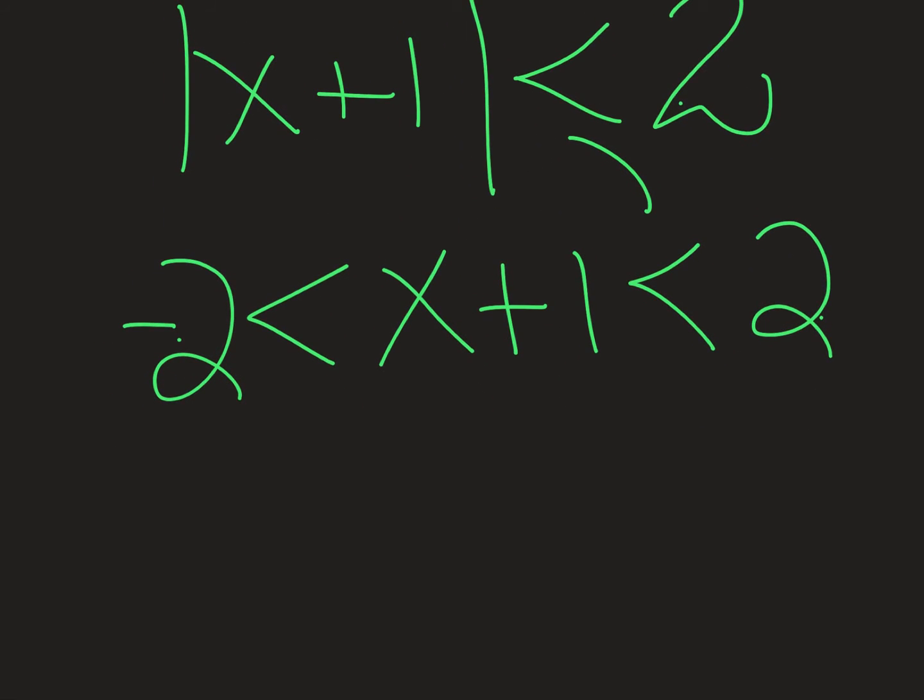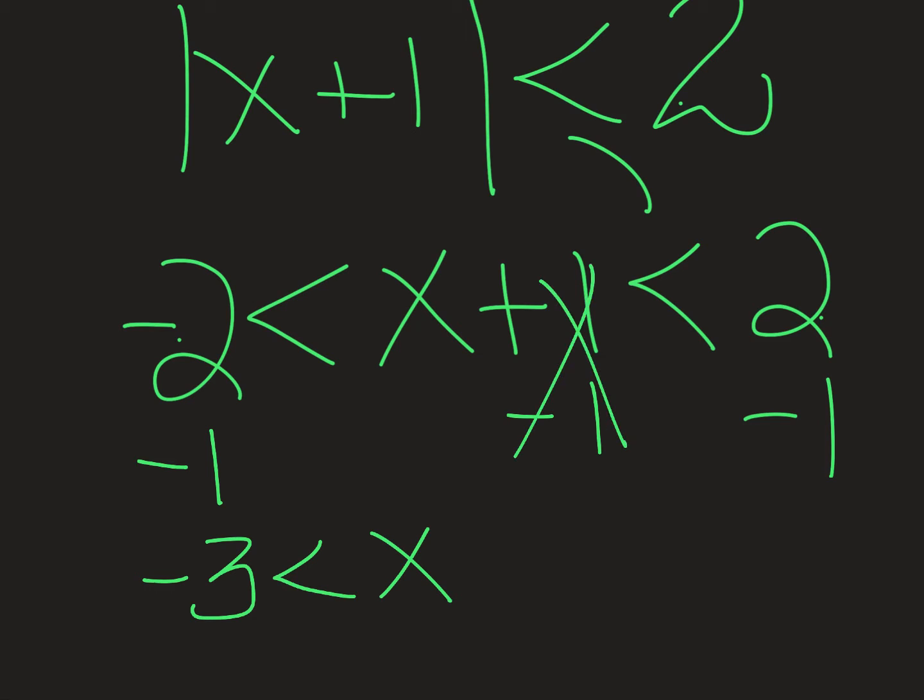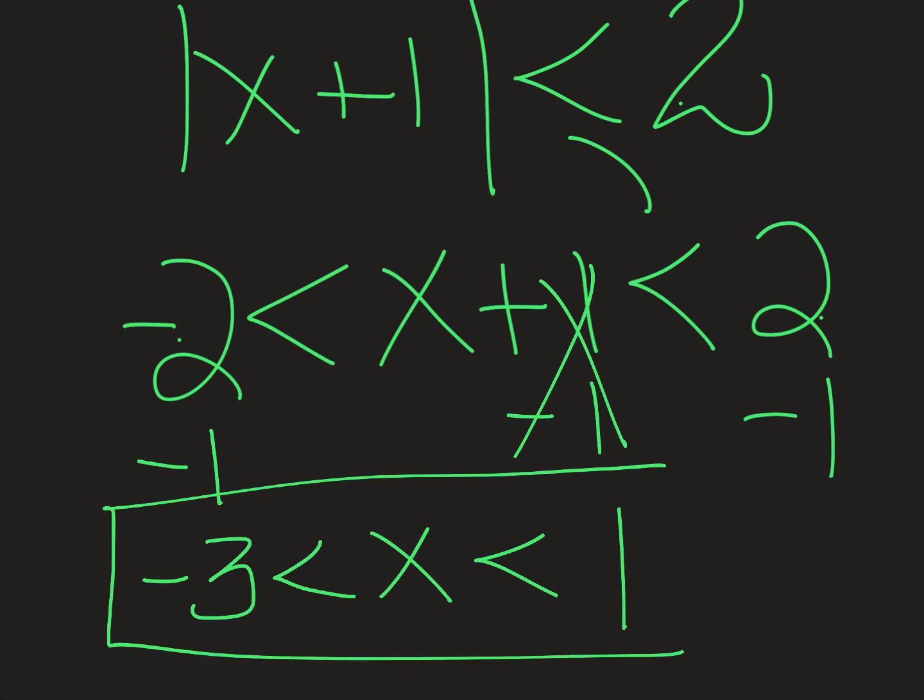And then you solve by subtracting 1 from both sides. Negative 2 plus a negative 1 is a negative 3. Less than x, that cancels. Less than 2 plus a negative 1 is just a positive 1, and that is your answer. Okay? Questions on that? That makes sense? Kind of. All right, we'll practice some more.